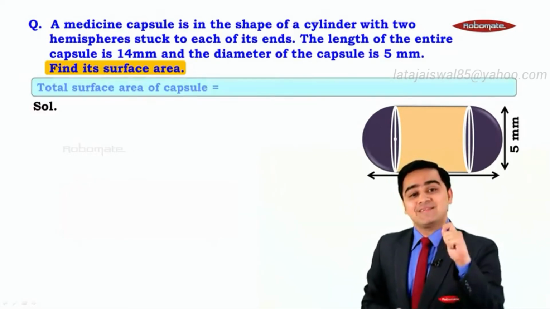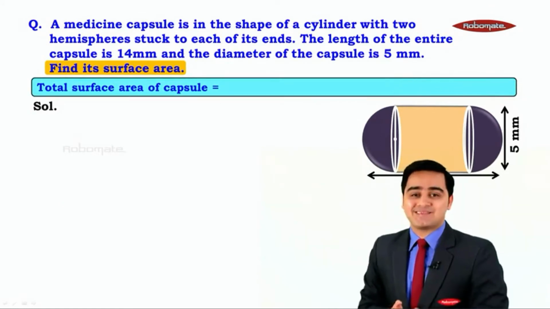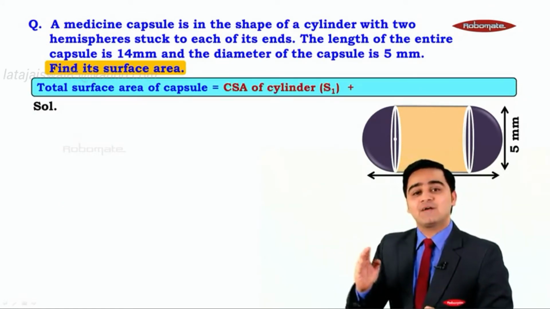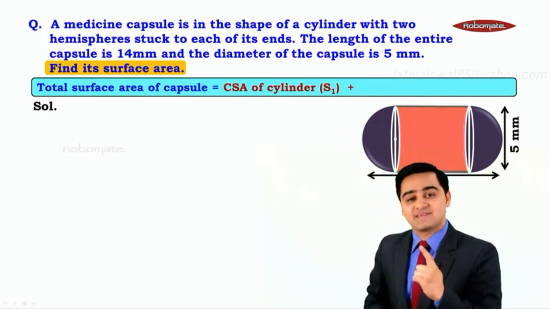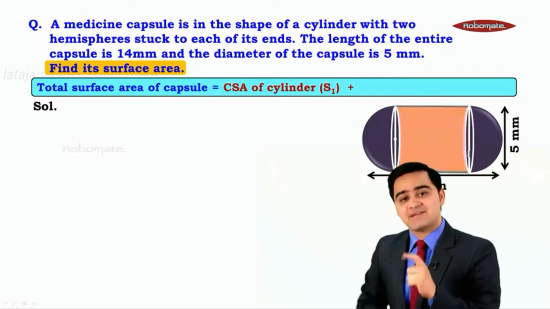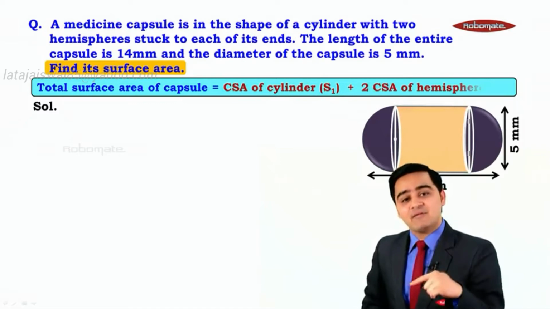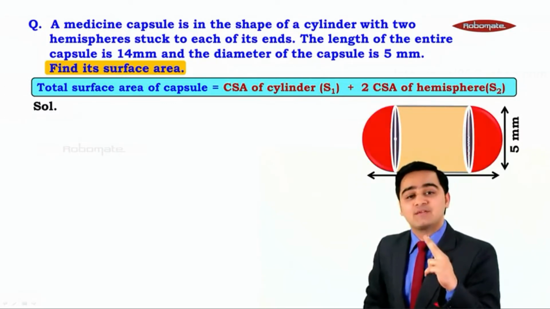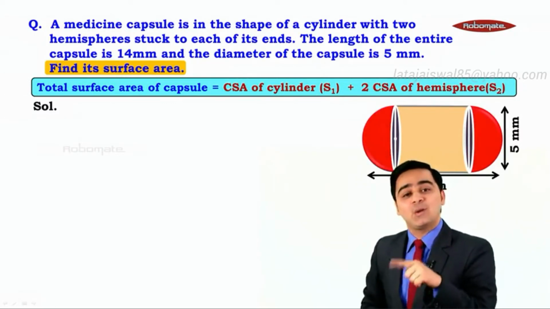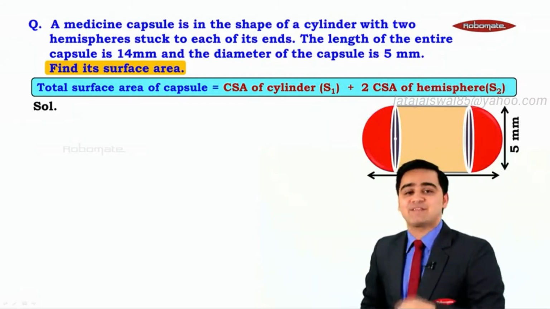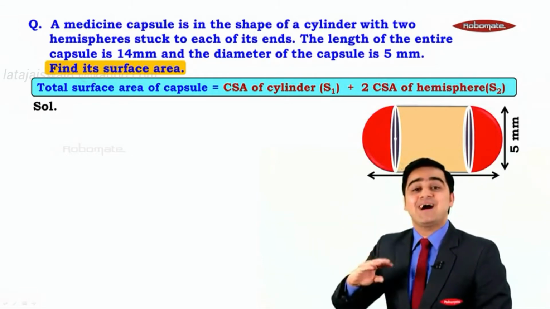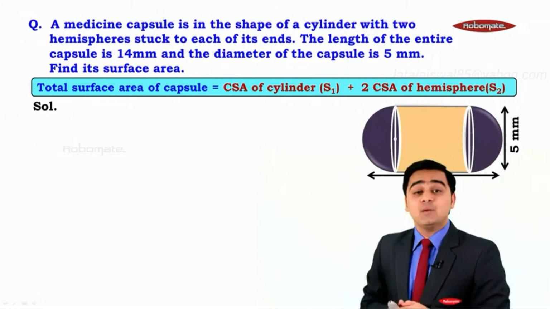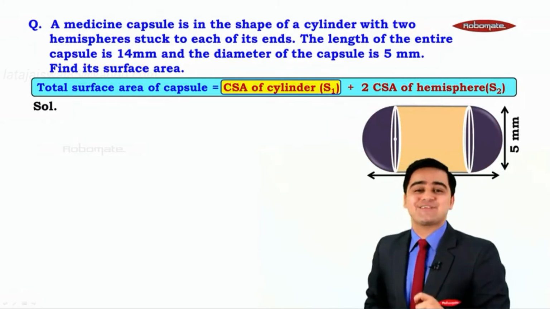So we can say that the total surface area of the medicine capsule is equal to the curved surface area of the cylinder, which we'll denote as S1, plus the curved surface area of two hemispheres, which we can write as 2 into curved surface area of one hemisphere, since both the hemispheres are identical in shape. Now let us first focus on getting the curved surface area of the cylinder.